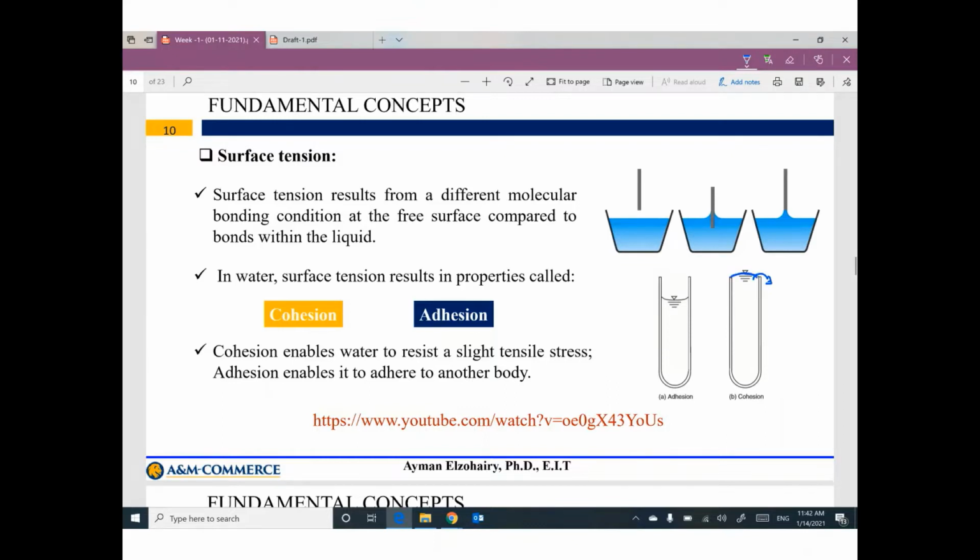Also, if you have any piece of metal in contact with the water, we will see this cohesion, or I'm sorry, this adhesion between the water molecules and the piece of metal. All of these phenomena are due to the effect of surface tension. So, cohesion enables water to resist slight tensile stress. Adhesion enables it to adhere to another body.